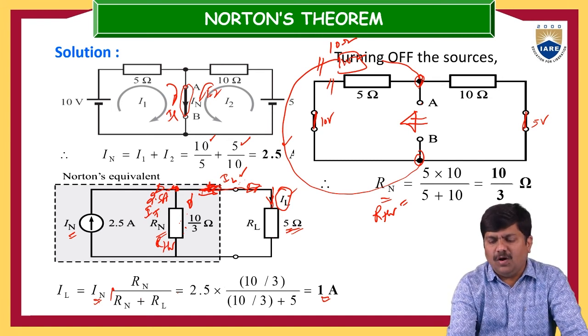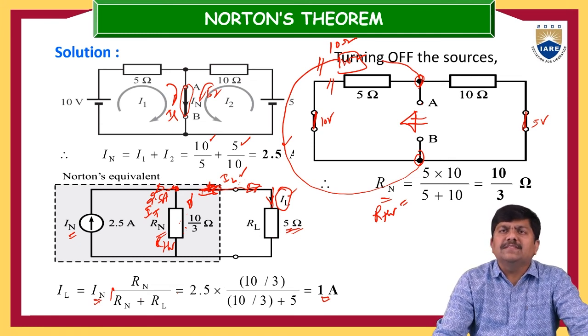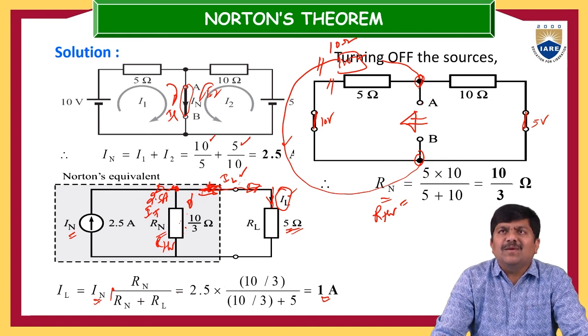This is how we find out currents or voltages through or across the elements with the help of Norton's theorem. Of course, this is also a very simple theorem like our Thevenin's theorem. We discussed Thevenin's theorem in my previous class, and in today's video session we have discussed Norton's theorem. I hope these two simple problems helped us in understanding Norton's theorem.